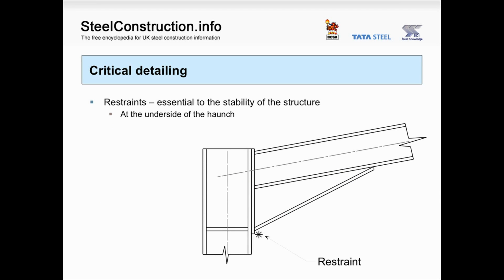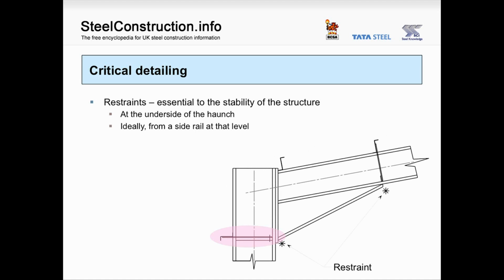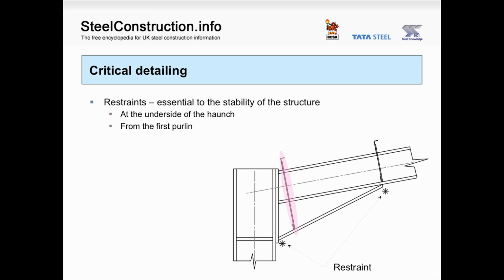Some comments then on critical detailing, and I've already emphasised that the junction between the inside flange of the column and the underside of the haunch must be restrained. There are a number of ways to do that. Commonly, we might position a side rail at that level and provide diagonal stays to the inside flange of the column. Or we may provide a hot finished member at that location. It would need to be nestled adjacent to that inside flange to be effective, or we might provide restraints from the first purlin up the rafter. But one way or another, it is very important that that location is restrained.